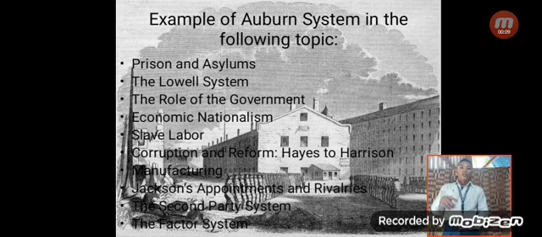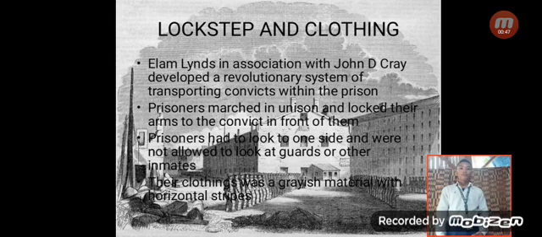So, Auburn System. We are in the example of the Auburn System on the following topics: the prison and asylum, the Lowell System, the rule of the government, economic nationalism, slave labor, corruption and reform, the Hayes to Harrison, manufacturing, Jackson's appointment, the second party system, and the factory system. So next slide. That's the example of the topics connected to the Auburn system. So next slide. The lockstep and the clothing.